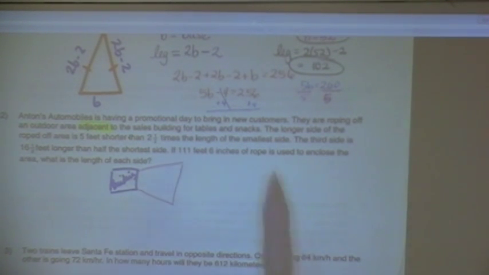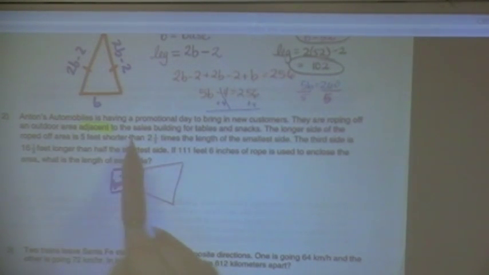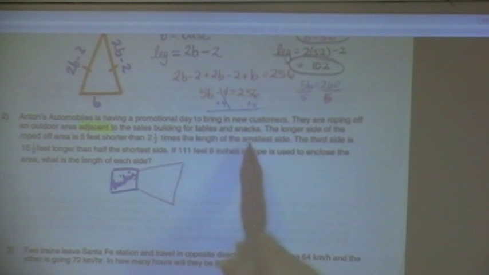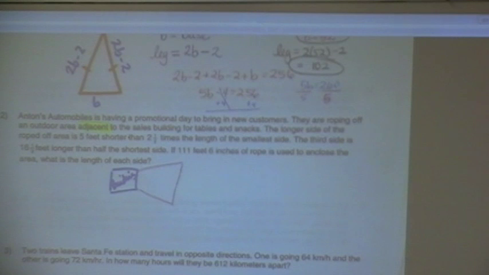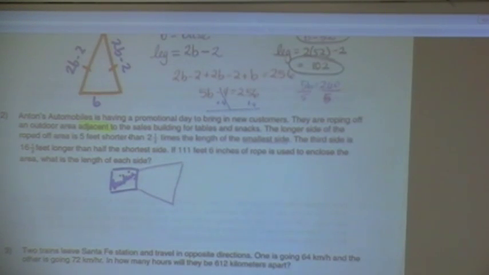The first one I read is this one. The longer side of the roped off area is 5 feet shorter than 2.5 times the length of the smallest side. Okay, that's a lot of information. But I know I cannot find the longest side until I know what? The smallest side. Okay, let's read the next sentence. The third side is 16.5 feet longer than half the shortest side. So I can't find the third side until I know the shortest side.